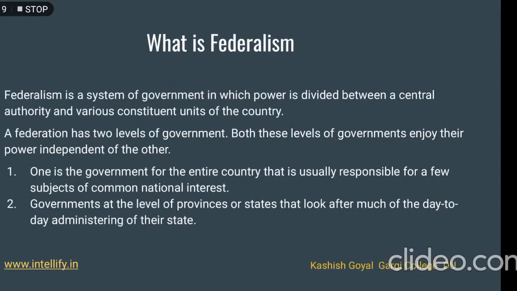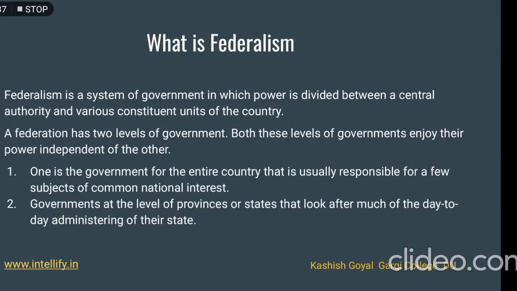So the definition of federalism says it is a system of government in which power is divided between a central authority and various constituent units of the country. Constituent units here means states. So the power is shared between the central government and the state government.